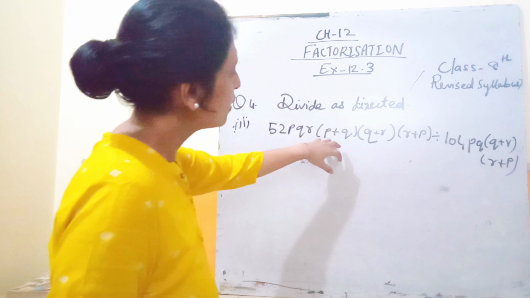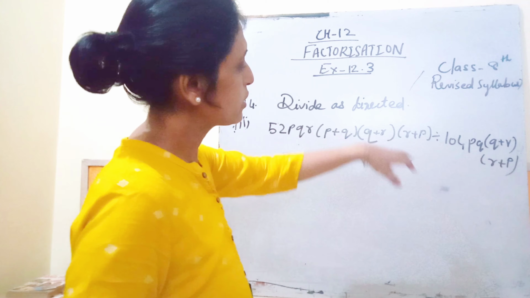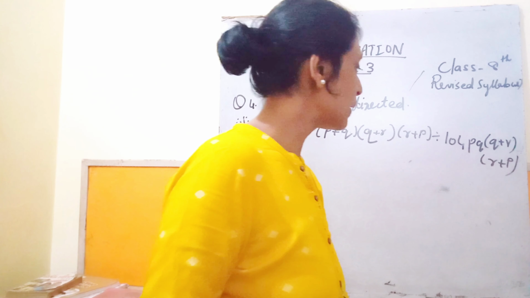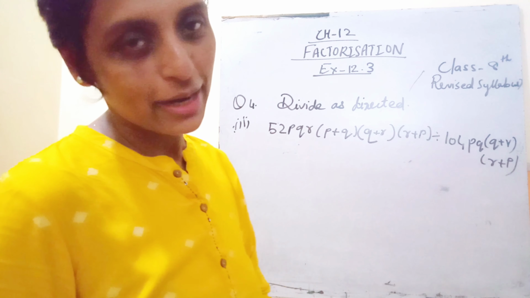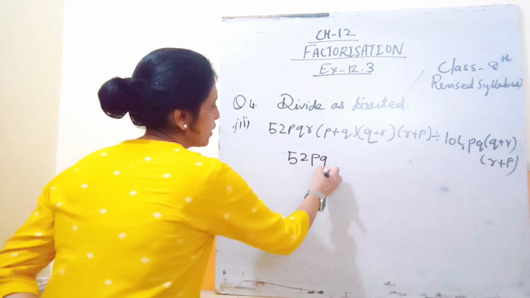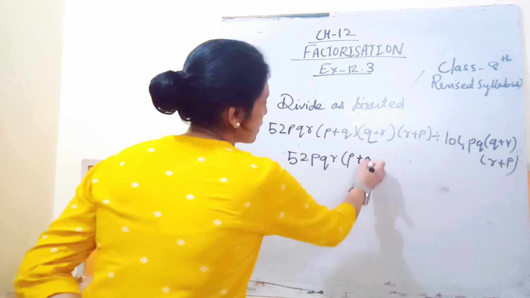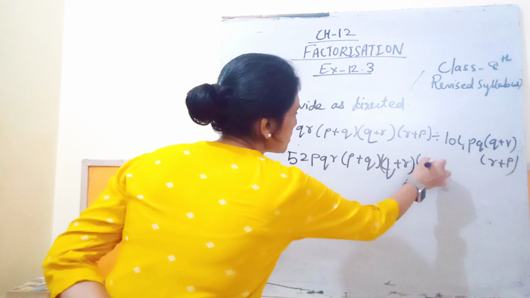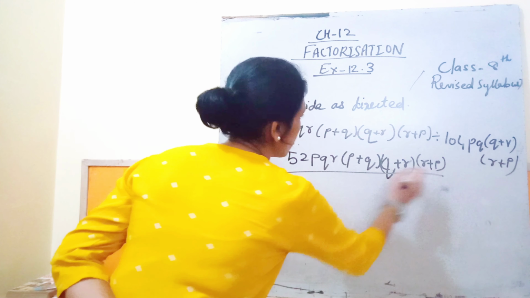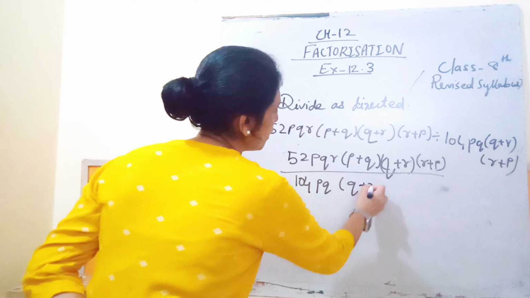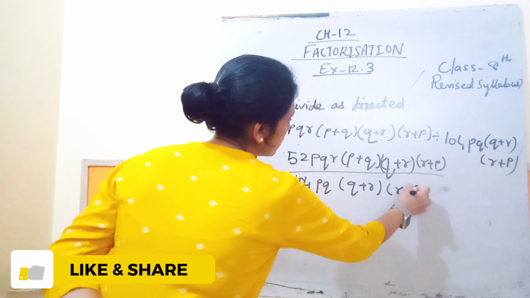Coming to the third part, we have to divide 52pqr multiplied by (p + q) multiplied by (q + r) multiplied by (r + p) by 104pq(q + r) multiplied by (r + p). So let's see how to do. 52pqr(p + q)(q + r)(r + p) upon 104pq(q + r)(r + p).